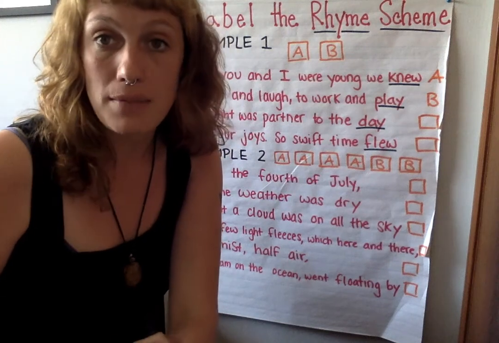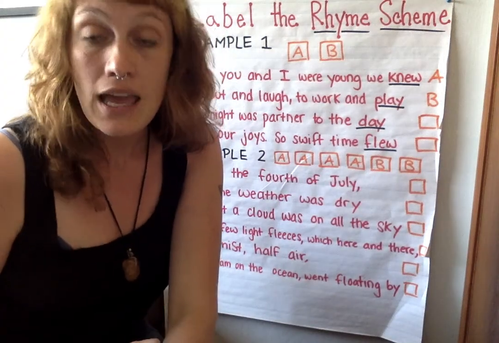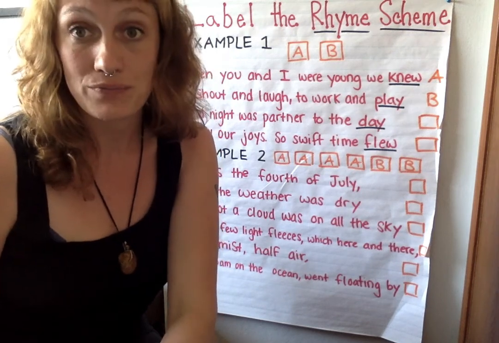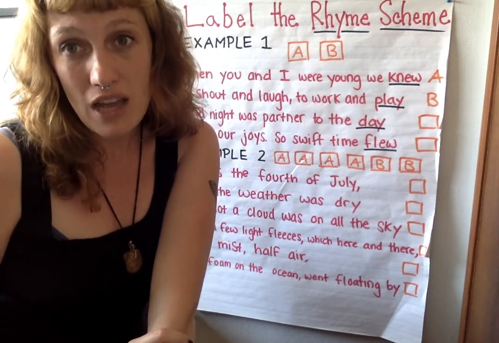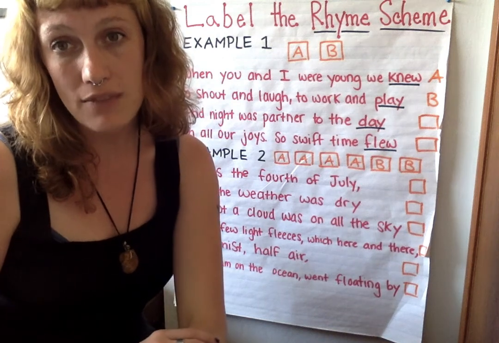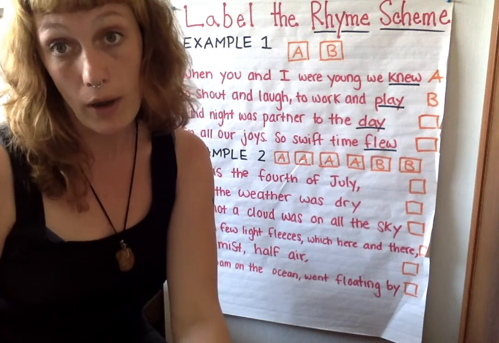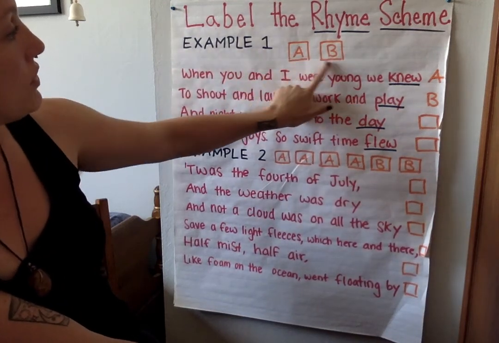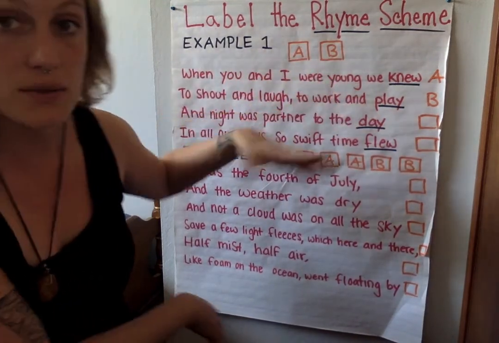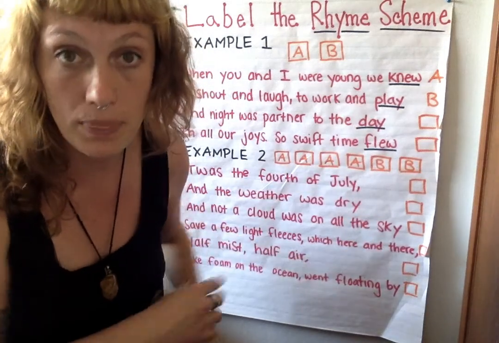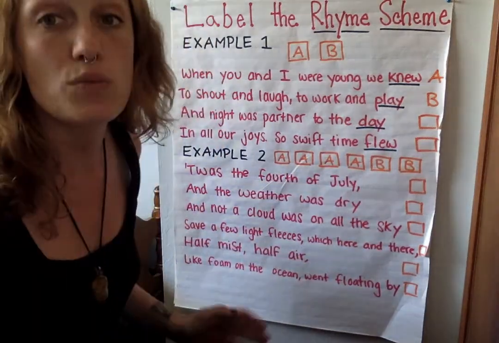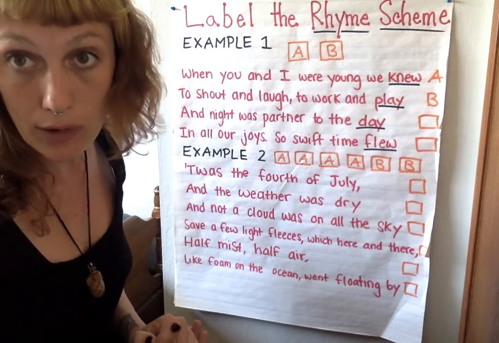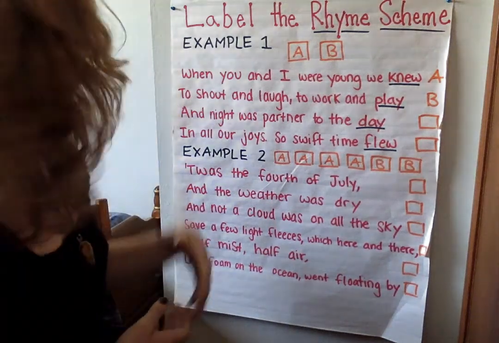The A's would be the rhymes that ended in ATS, and the B's would be the rhymes that ended in the OO sound. Okay, so what we're going to do now is look at some poems and figure out how to label the rhyme scheme. So here's example 1. They will give you the letters that haven't been put in place in the poem. Then you have to read through the poem and figure out what different rhymes there are. Okay, so let's do this one together.